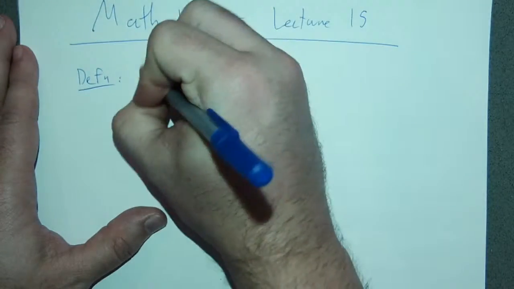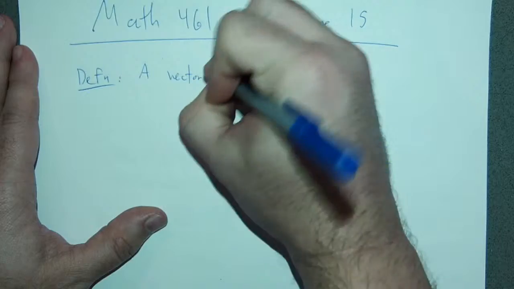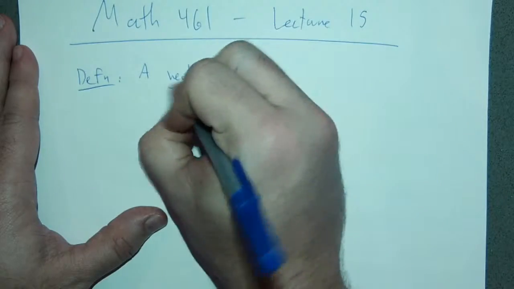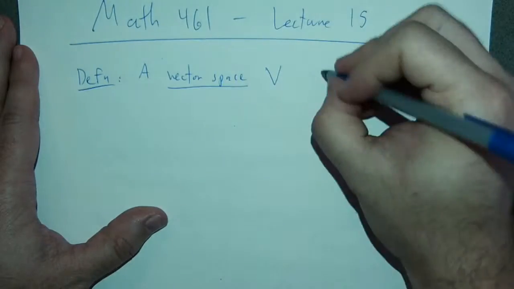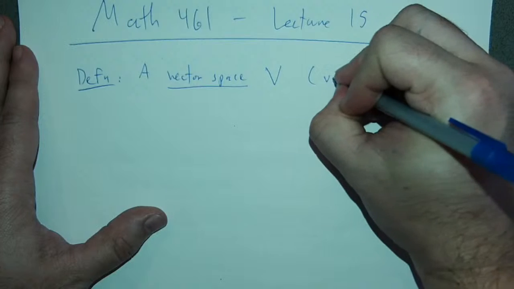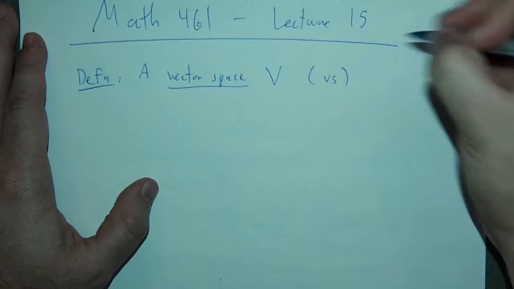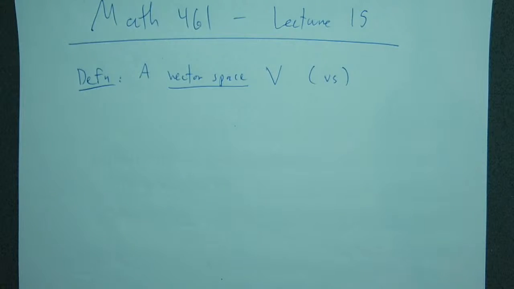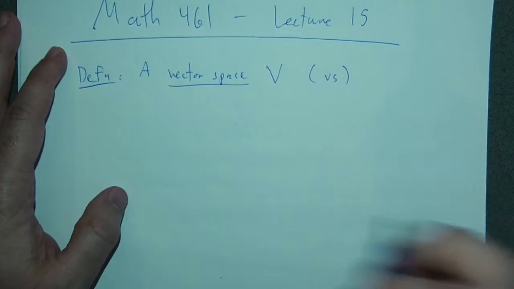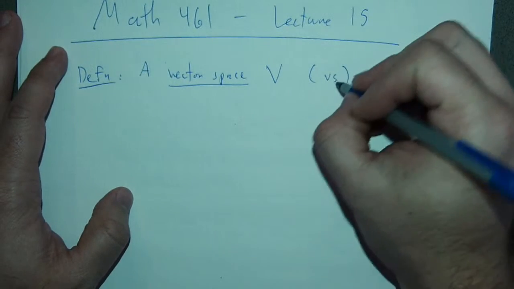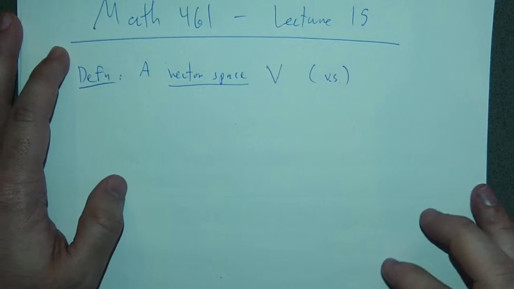Definition: a vector space V, which I will abbreviate as VS for the remainder of this course so that I don't have to waste all the time writing vector space, because a vector space is something that's going to show up a lot in what we do. So VS is what we will usually call these things.